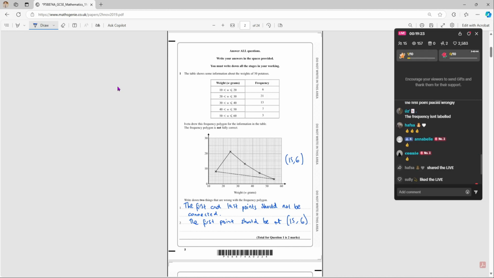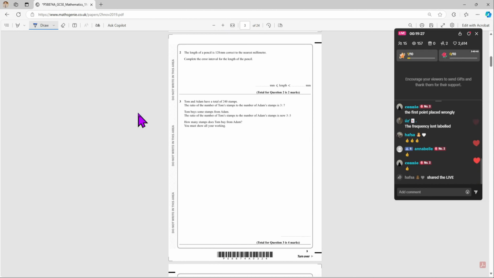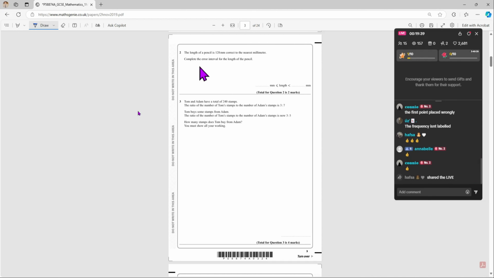So, moving on to our next question. Question number 2. The length of a pencil is 128 millimeters, correct to the nearest millimeter. Complete the error interval for the length of the pencil. So we know that it is rounded to the nearest millimeter, meaning that we have to write it as an inequality to show the range that our number can be.